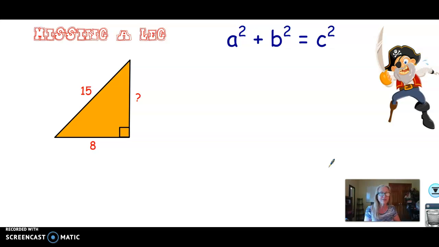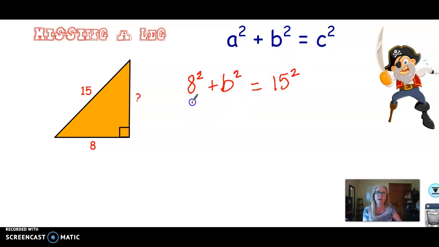Okay, so this week we're doing missing a leg, and this has got an extra step. The first two numbers have to be the legs. Well, we only know what one of the legs is. We know 8. We don't know the other leg, so we're just going to leave that B. Doesn't matter if 8 is A or B, as long as the missing leg is on the left-hand side here. And the hypotenuse, the longest side, has to be on this side of the equation.